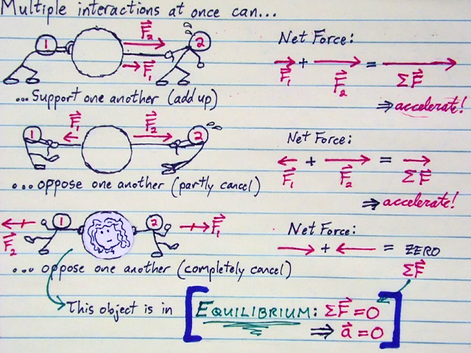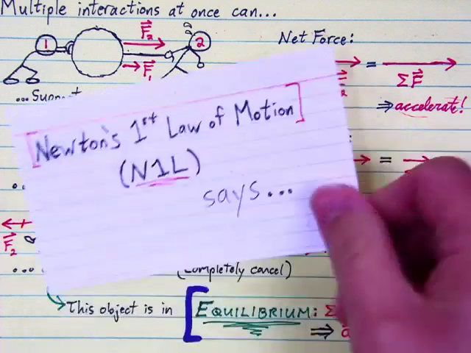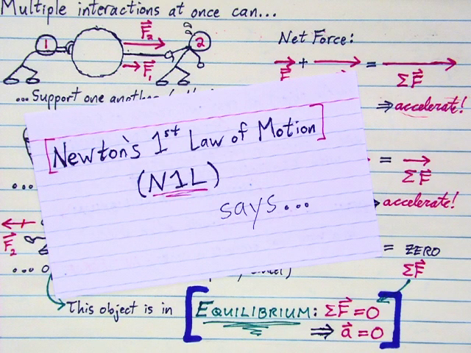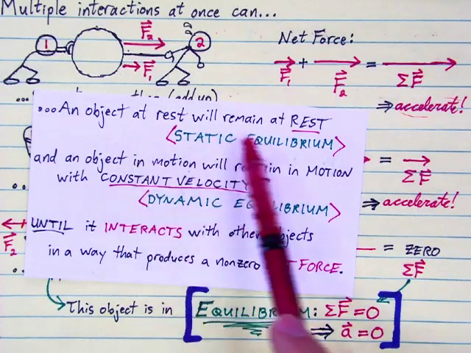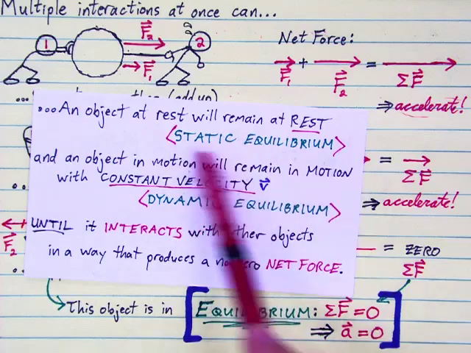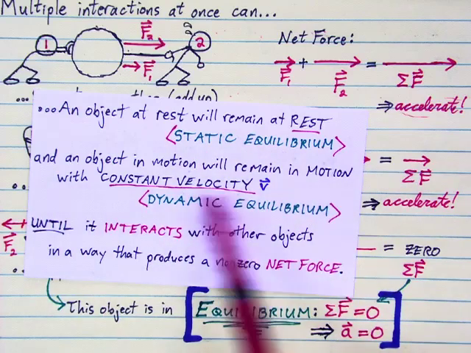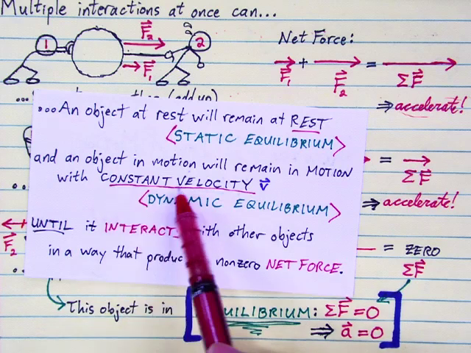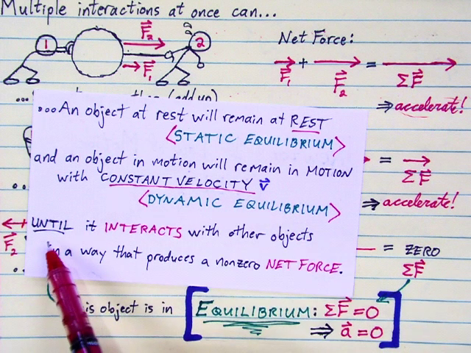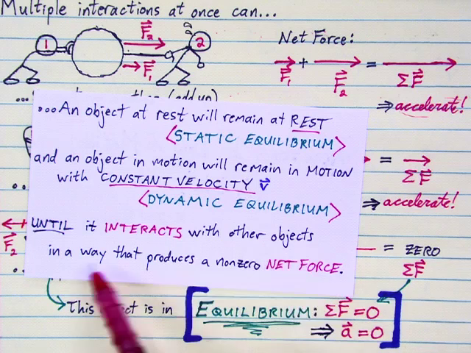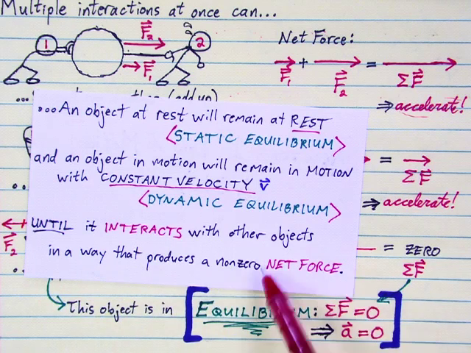I guess at this point we can state Newton's first law more formally. In everyday language you would say, you've heard this before, an object at rest stays at rest, an object in motion remains in motion, but let's be more specific about it. An object at rest will remain at rest, we call that static equilibrium, or an object in motion will remain in motion with, this is important, constant velocity, we call that dynamic equilibrium, until your object interacts with other objects in a way that produces a non-zero net force.